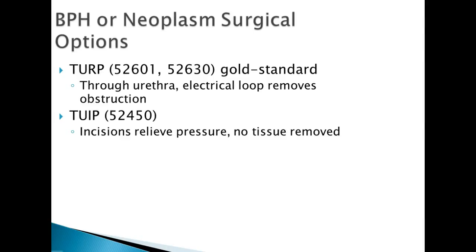A special type of cystoscope is inserted through the urethra. The scope has lights, valves for controlling irrigation fluids, and an electrical loop to remove tissue and/or obstruction and cauterize blood vessels. The transurethral incision of the prostate, also known as TUIP, code 52450, is used when the prostate is only slightly enlarged. Two incisions are made in the prostate to relieve the pressure on the urethra without removing any tissue.